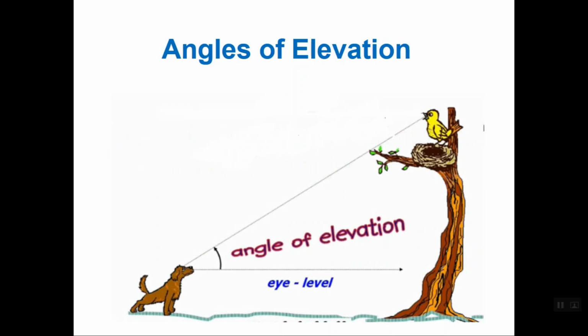So in order for that dog to be able to see that bird, it means that he has to look up. By looking up, guys, an angle of elevation is formed between his line of sight and the horizontal. So you can see the angle here is formed between his line of sight, meaning he's looking up, as well as the horizontal, which means if he was just looking straight across.